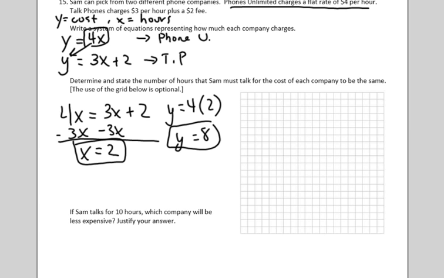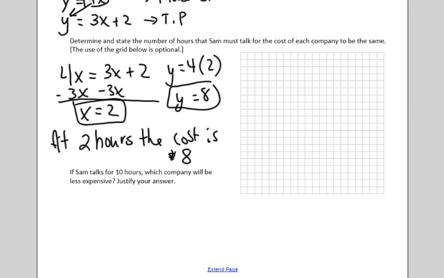So what that tells me is the cost is $8 and the number of hours where they'd be the same is 2. So at 2 hours, the cost is $8 each.